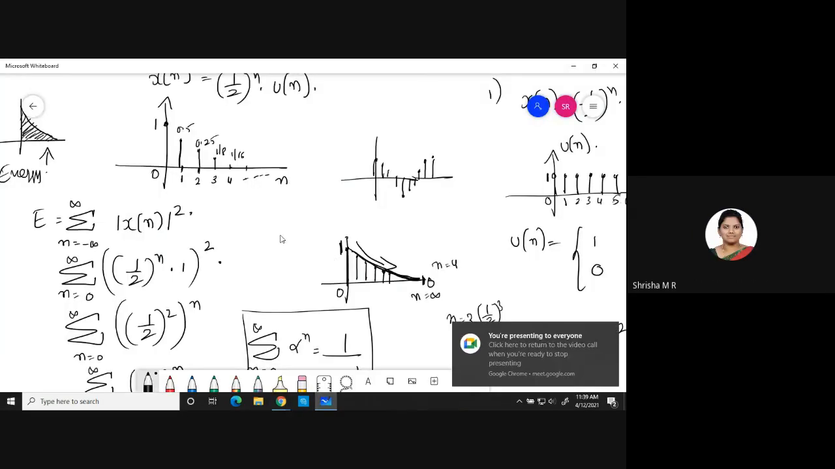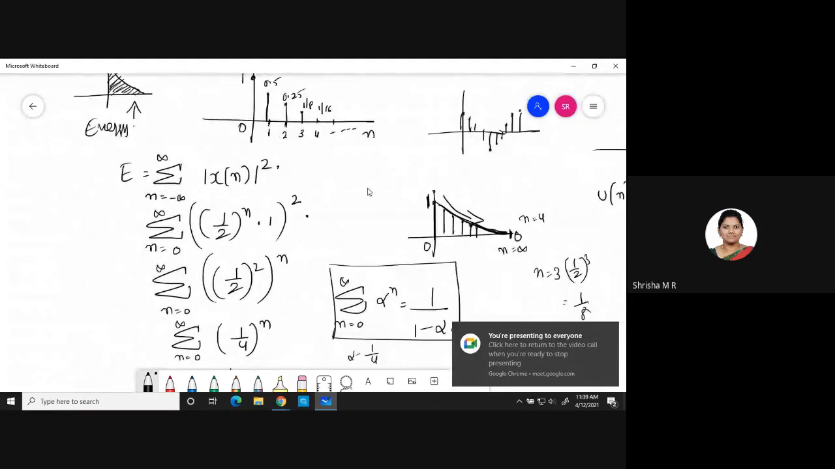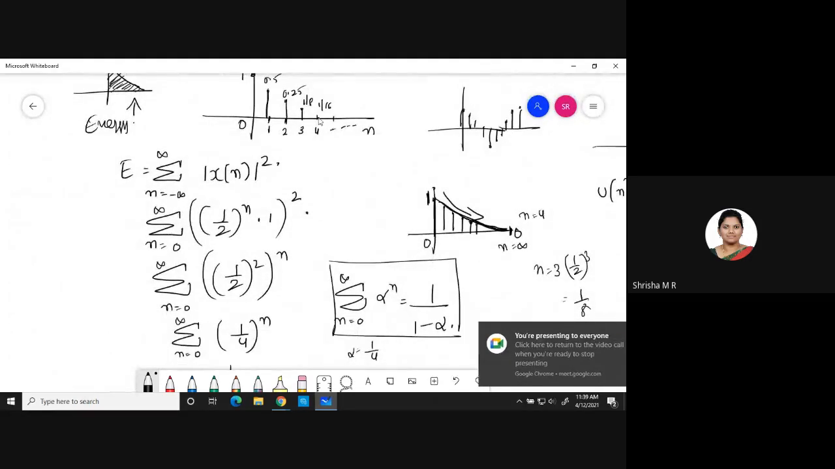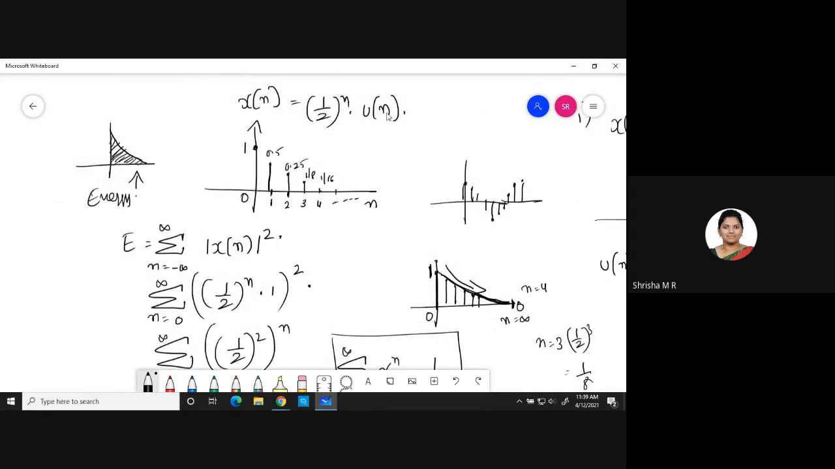So you have u of n, which exists from 0 to infinity, so we have written the limits. The signal will exist from 0 to infinity only because it's multiplied with u of n. u of n is 0 for n less than 0. It exists only from 0 to infinity. So the limits would be 0 to infinity, half to the power of n into 1, because the amplitude of u of n is always 1.